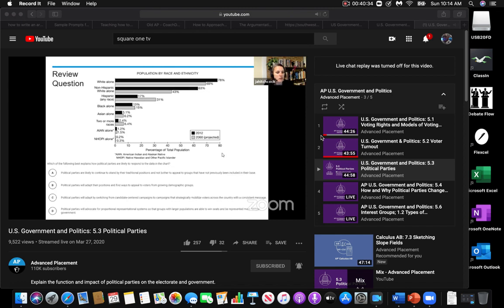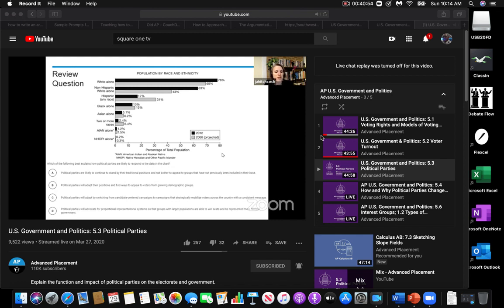All right, so what are the best, which of the following best explains how parties are responding to data in the chart? A, political parties are likely to continue to stand by their traditional positions and not bother to appeal to groups that have not previously been included in their base. So this might have to rely on some of our previous discussions, like yesterday's in particular.